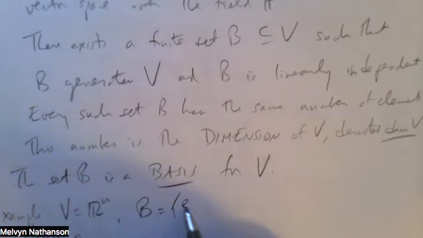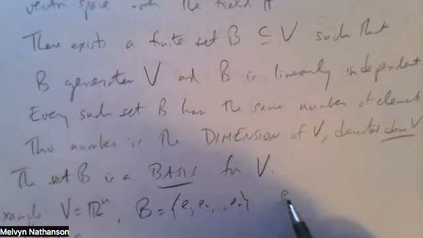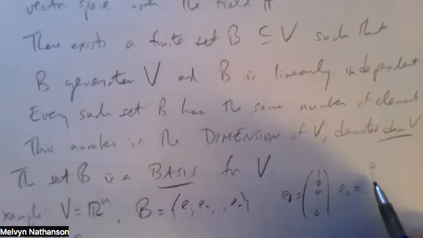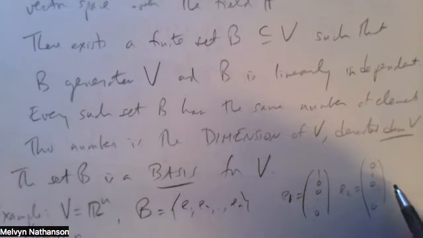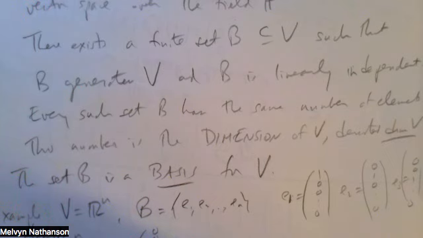and B consists of n vectors E1, E2, up to E sub n, where E1 is the vector 1 and then all zeros. E2 is 0, 1, and then all zeros. E3 is 0, 0, 1, and then all zeros. And in general, the vector E sub I is the vector with zeros, then a 1, and then zeros, where the number 1 occurs in the ith coordinate.